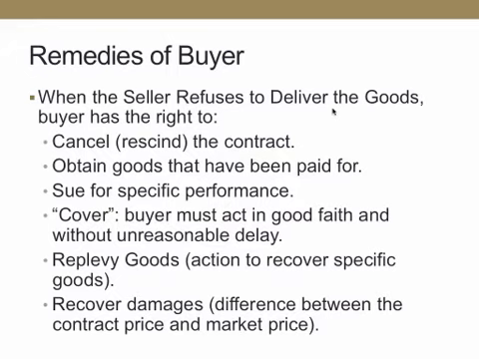When the seller refuses to deliver the goods, a buyer would have the right to cancel the contract, get the goods they paid for, sue for specific performance to get them to perform under the contract, to cover, go get the goods from someone else, to replevy the goods, go get the actual goods, and recover damages, which is often the difference between what they were going to pay for them and what they would have to pay from a third party.